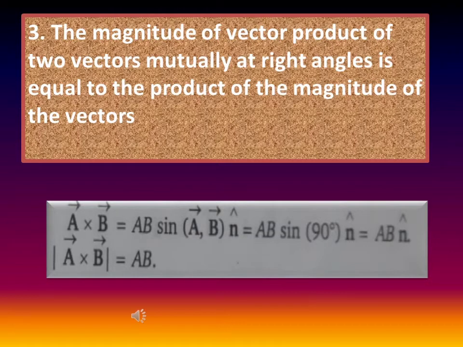Example number 2. Suppose there is a particle P of mass m whose position vector is vector r with respect to the origin. Let vector p be the linear momentum of the particle. Then the angular momentum vector j of the particle about the origin is defined as the vector product of vector r and vector p. That is, vector j is equal to vector r cross vector p, and its scalar magnitude is j equals r p sin theta, where theta is the angle between vector r and vector p.